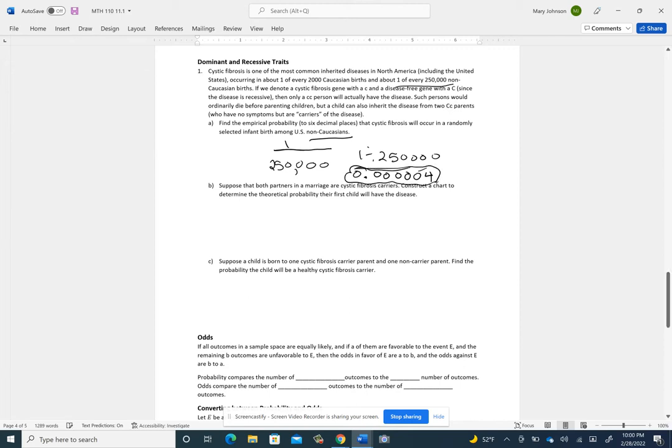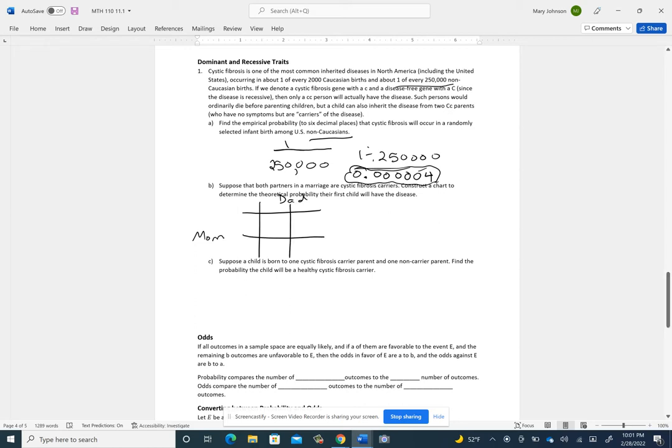Now on part B of this question, it says, suppose that both partners in a marriage are cystic fibrosis carriers. That means they don't have the disease, but they are carriers of it. So this is what that means. If you've never seen one of these, let me show you. You can imagine having the mom and the dad. This is like the mom, this is like the dad. Both of them are carriers.